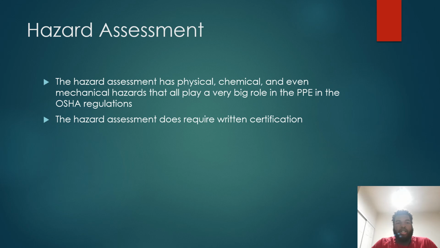For the hazard assessment, the hazard assessment has physical, chemical, and even mechanical hazards that all play a very big role in the personal protective equipment in the OSHA regulations. Anybody can deal with any hazard. Anybody has things that are dealing with hazards. And this plays a very good role in the OSHA industry because whenever you are talking about a hazard, it doesn't just have to be in a plant or a company or a warehouse. It can be anywhere.